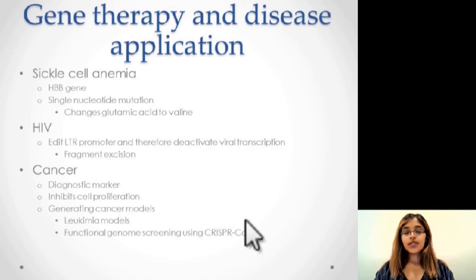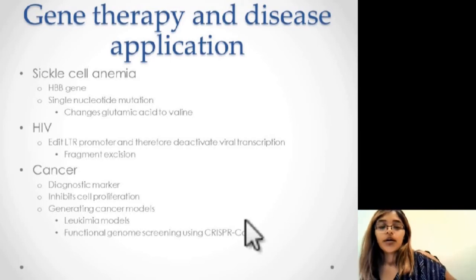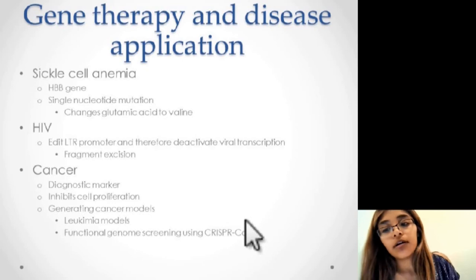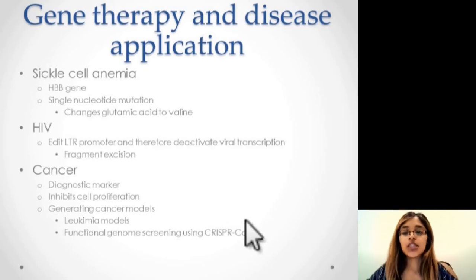The next one is using CRISPR-Cas9 in gene therapy. They have used it for sickle cell anemia because sickle cell anemia is a disease where we have a single nucleotide mutation in the HBB gene. They have used CRISPR-Cas9 to change this mutation or to alter this gene.